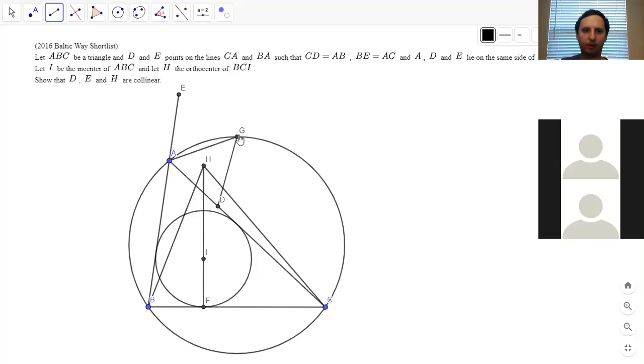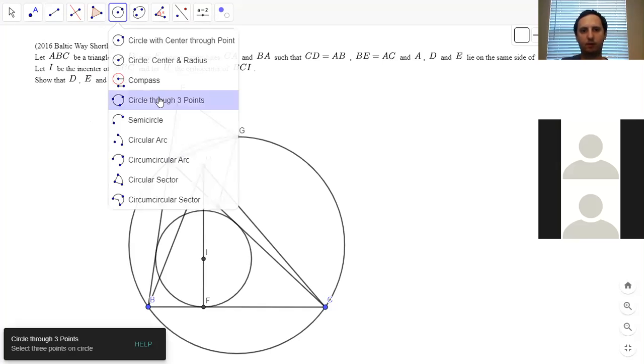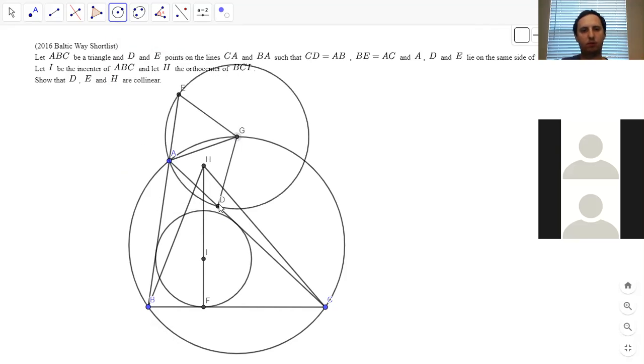And then similarly, those are equal to GA. So G is the circumcenter of EAD. And since EAD is isosceles, you could draw that circle.